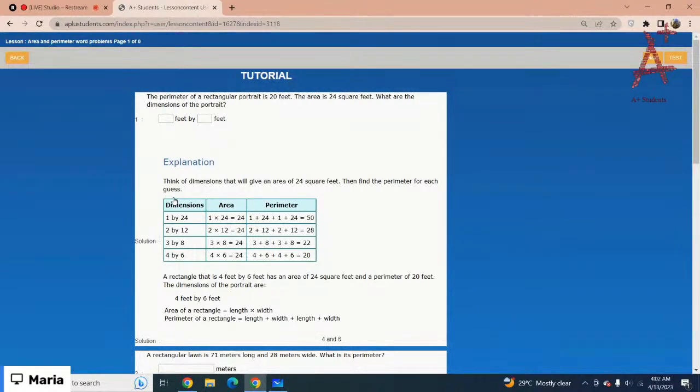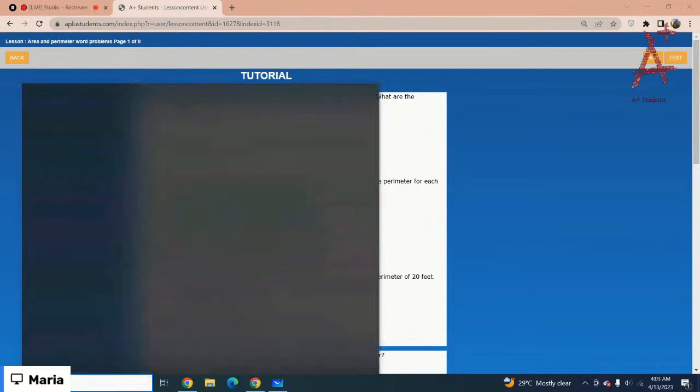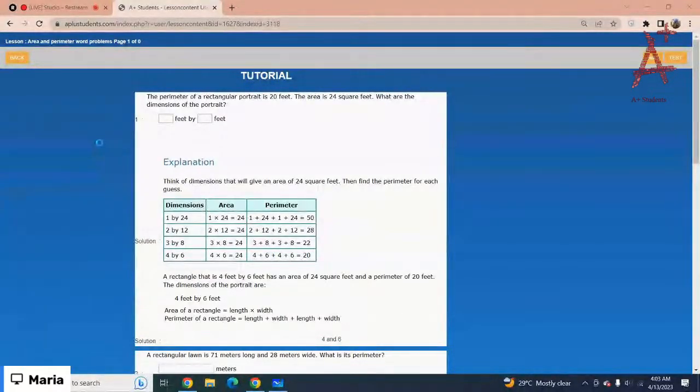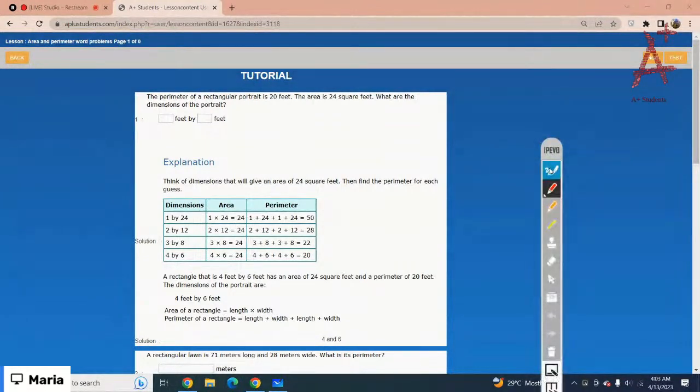Let's start with the example. The perimeter of a rectangular portrait is 20 feet and the area is 24 square feet. What are the dimensions of the portrait? You are given the perimeter and the area of the rectangular shape, and you need to calculate the dimensions. The area is 24. You need to find two numbers that when multiplied make the area 24 and that when added give the perimeter 20.